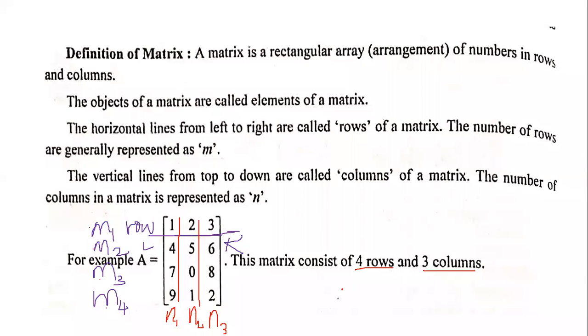And a matrix is denoted by M into N. When you think of how the matrix is arranged, it is M into N, that is nothing but rows into columns. First will always be rows, and next you will have the columns. So this matrix is a 4 into 3 matrix. 4 rows and 3 columns are present in the matrix.